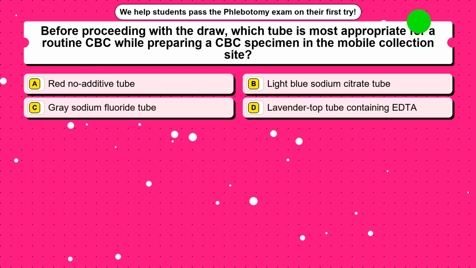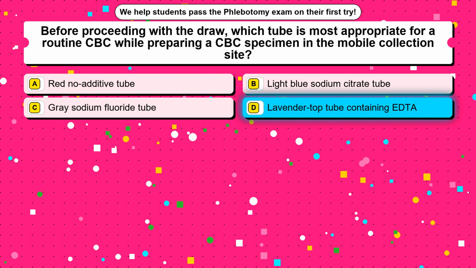Question 36. Before proceeding with the draw, which tube is most appropriate for a routine CBC while preparing a CBC specimen in the mobile collection site? Option A. Red no additive tube. Option B. Light blue sodium citrate tube. Option C. Gray sodium fluoride tube. Option D. Lavender top tube containing EDTA. The correct answer is option D.